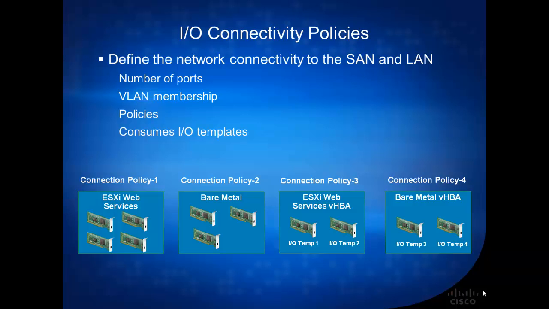So, for example, I create connection policy 1, and it's going to be for all my ESXi web services. Within this connection policy 1, I'll have 4 NIC cards. One NIC card will be my external connection, one my internal, one for my control management, and one for vMotion. Right? So this is always common for all my ESXi web services. All my ESXi web services will have 4 connections. Now, within each NIC card, I can define the VLAN memberships and policies, or to simplify even further, I can just point it to a template.